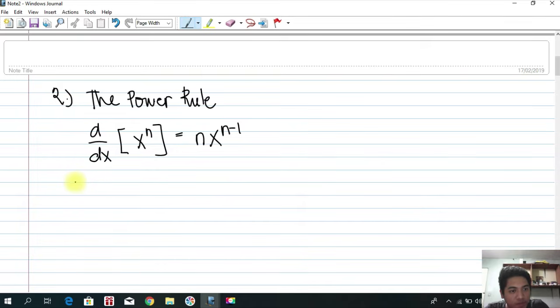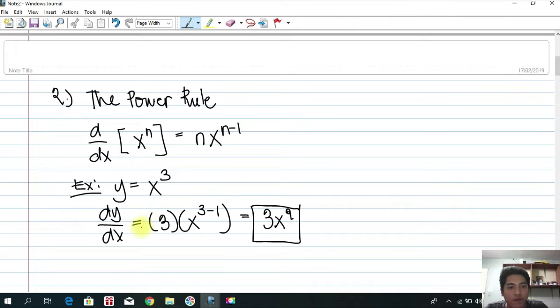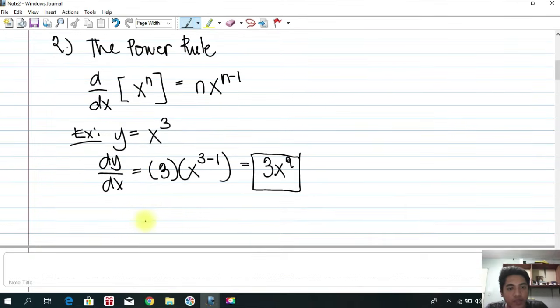So let's say, for example, we have y equals x cubed. If we're going to get the derivative of y with respect to x, we get the exponent 3, then multiply it by the function x cubed, but we have to apply minus 1 because the formula says n times x raised to n minus 1. So that we have 3x raised to 3 minus 1, which is actually 3x squared. And we now get the derivative of this function y equals x cubed.